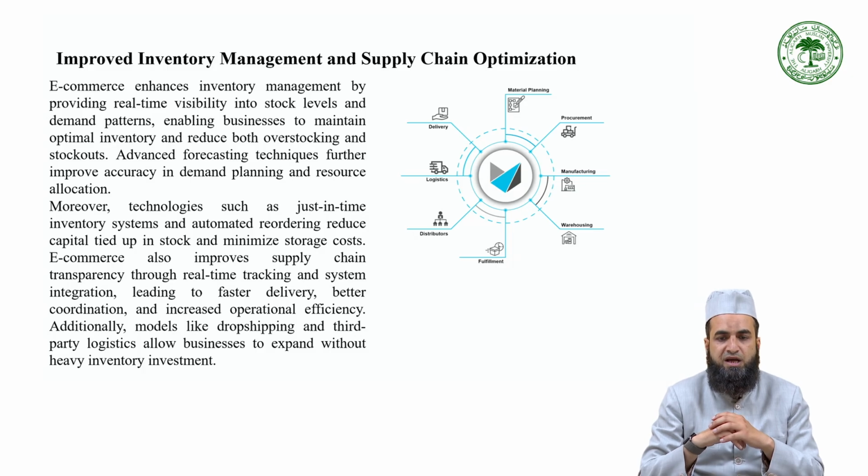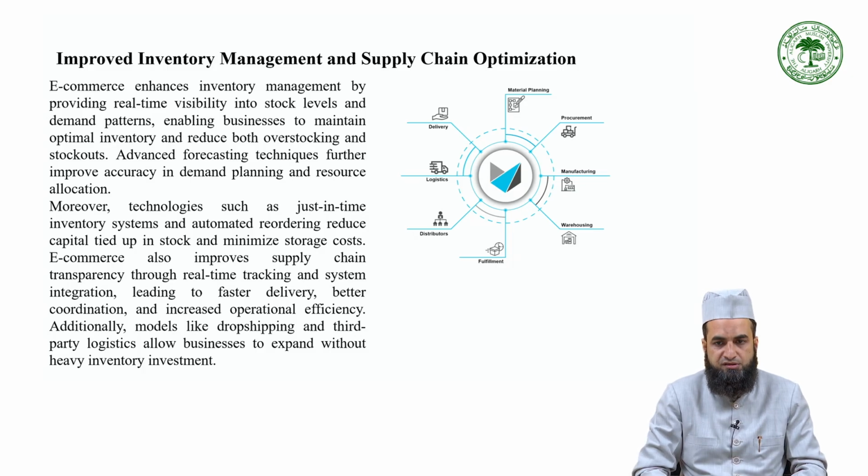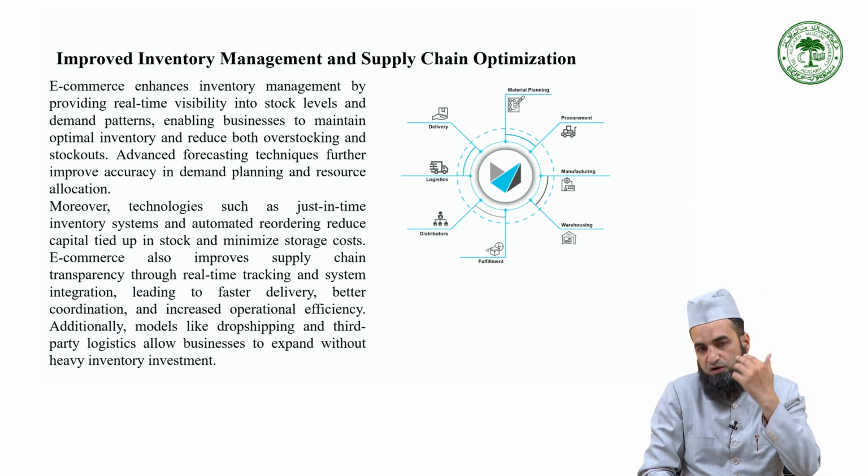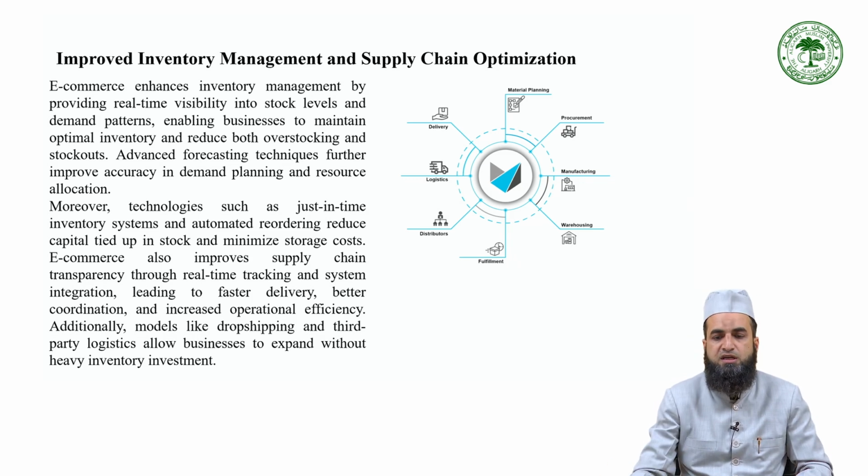The improved supply chain efficiency reduces costs, improves product availability, accelerates time to market, and enhances customer satisfaction through faster, more reliable delivery. Dropshipping and third-party logistics partnerships enable e-commerce businesses to expand product offerings and geographic reach without maintaining large investments.